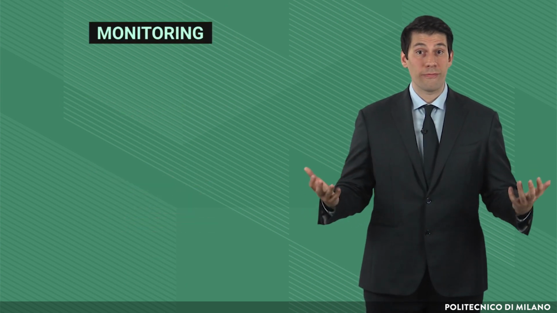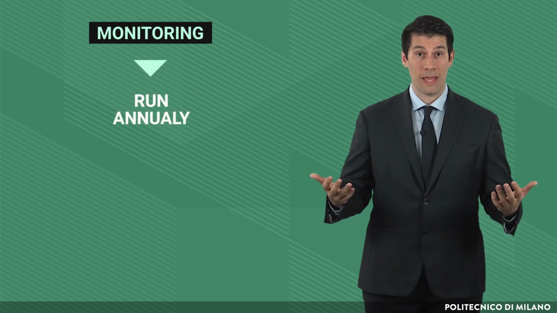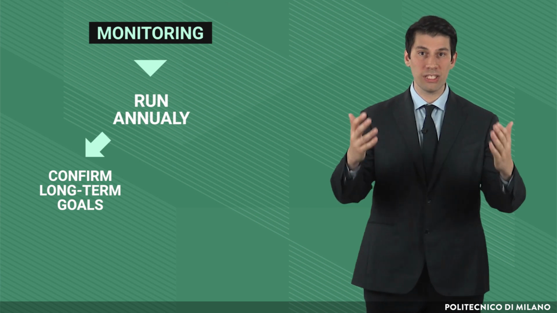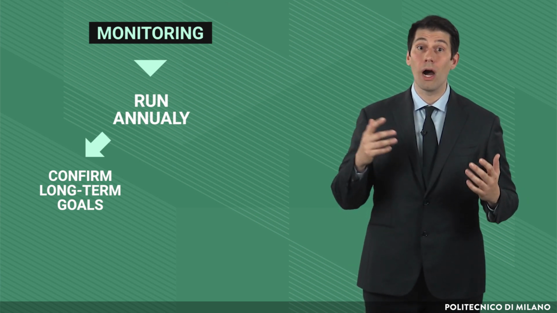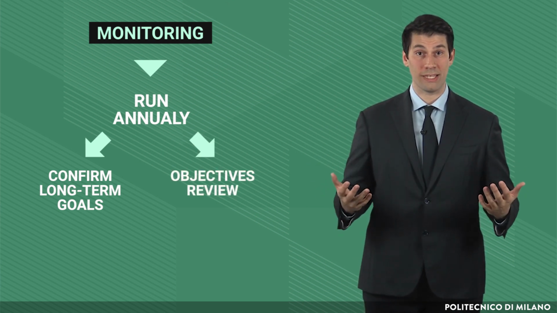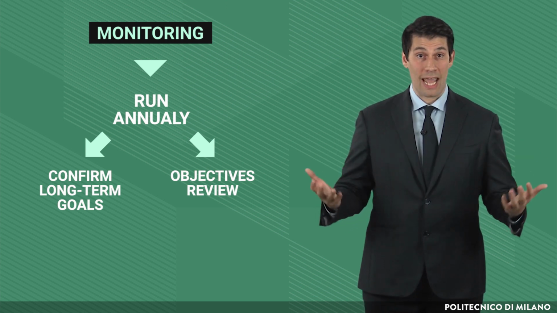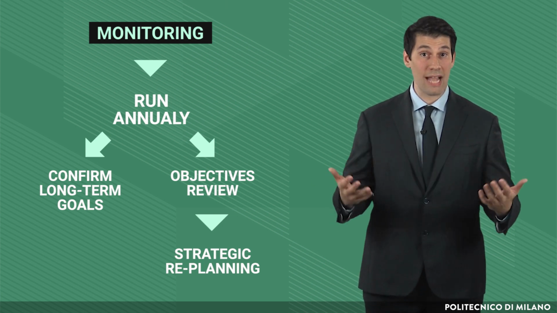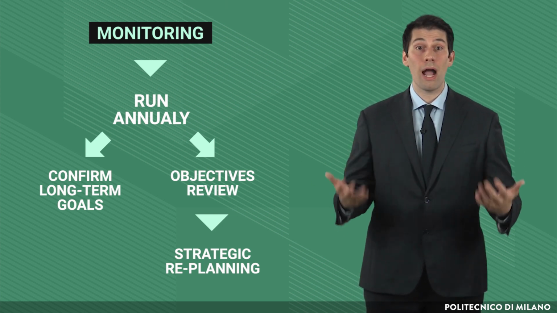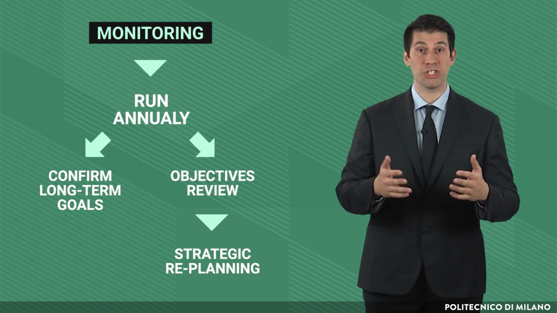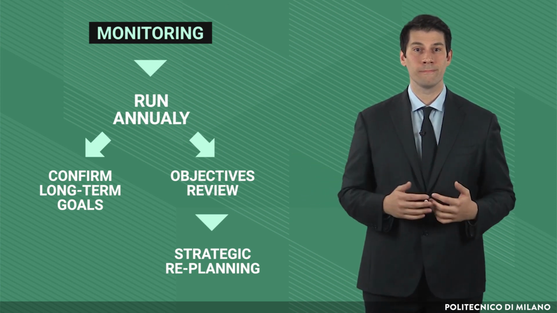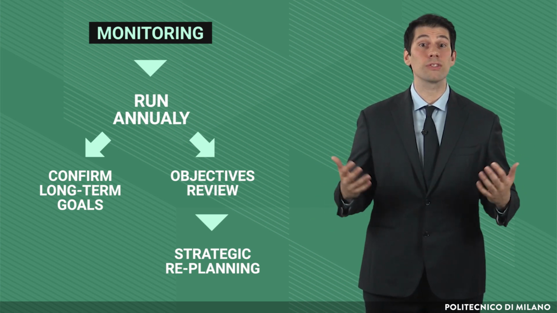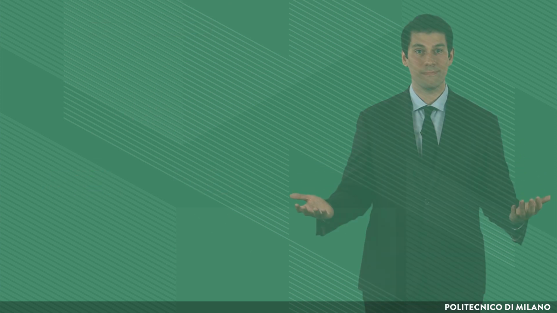The monitoring macro phase is usually run annually and may lead to confirm the long-term goals set in the orientation phase or trigger a review of such objectives. In the latter case, a strategic replanning starts, involving new objectives, but maybe even requiring a new vision, mission, and a new SWOT. The monitoring macro phase closes the business strategy formulation process.